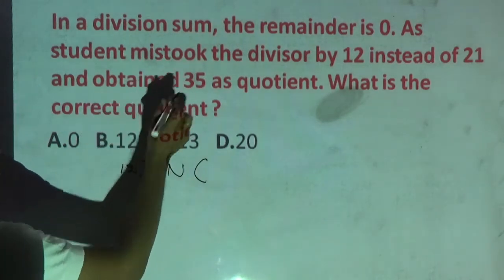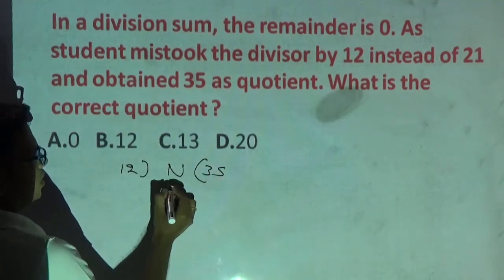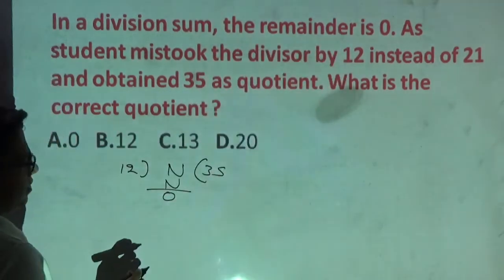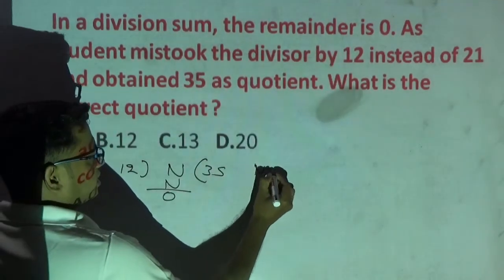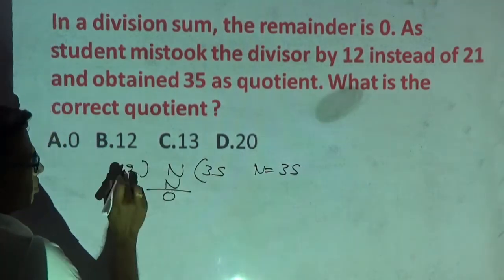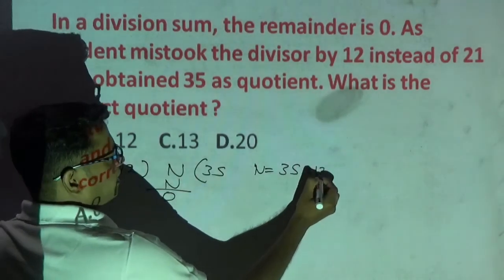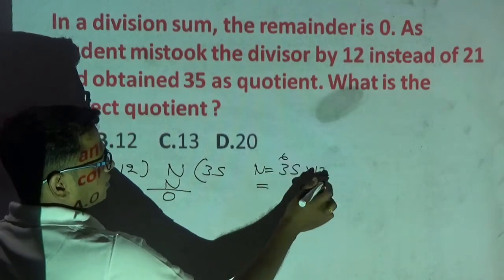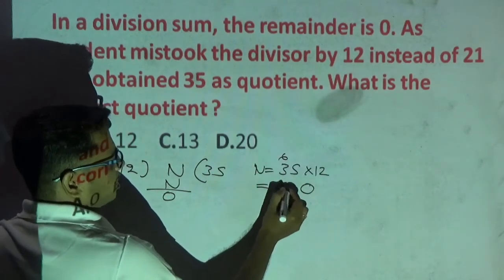Okay, but I got the quotient 35. So 35 with 0 remainder. They told us 0 is the remainder, right? So what is your n now? N is nothing but 35 into quotient, that is 12, plus remainder 0. You need not do that. No, 12 times 35 is what? 5 times 12 is 60, 6 carry, 12 times 3 is 36, 36 plus 6 is 420.